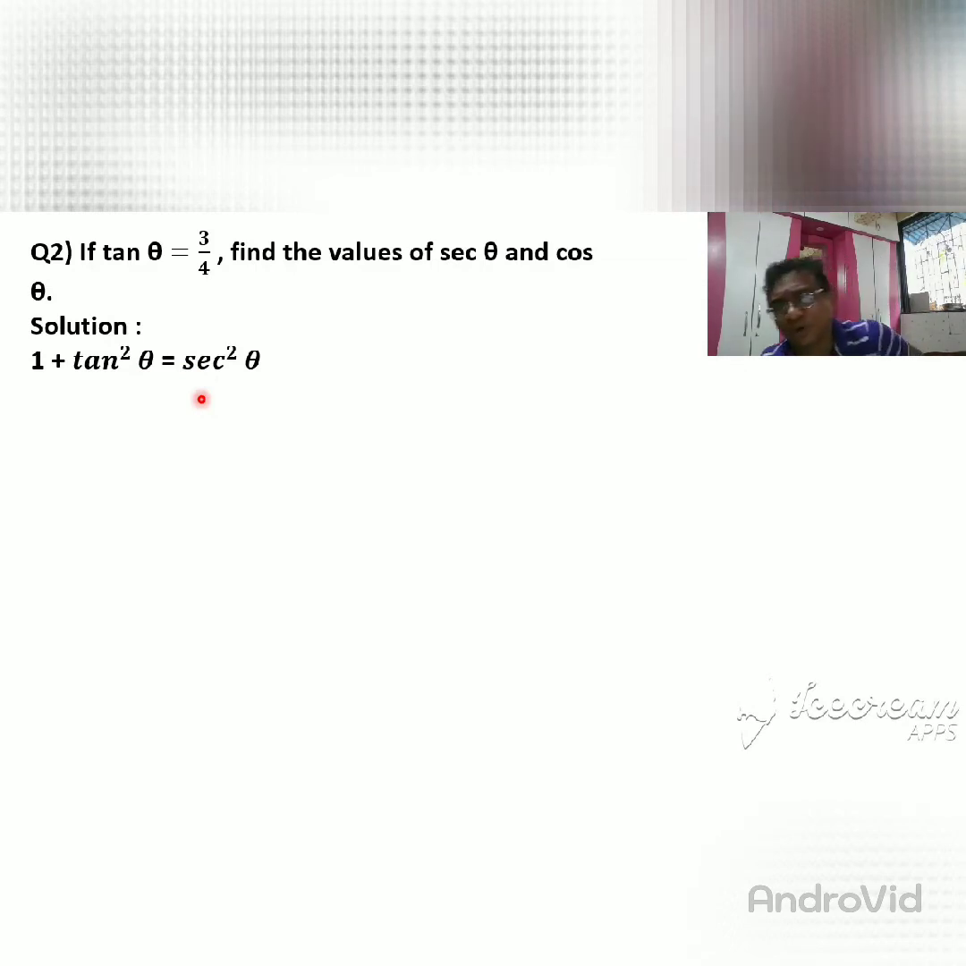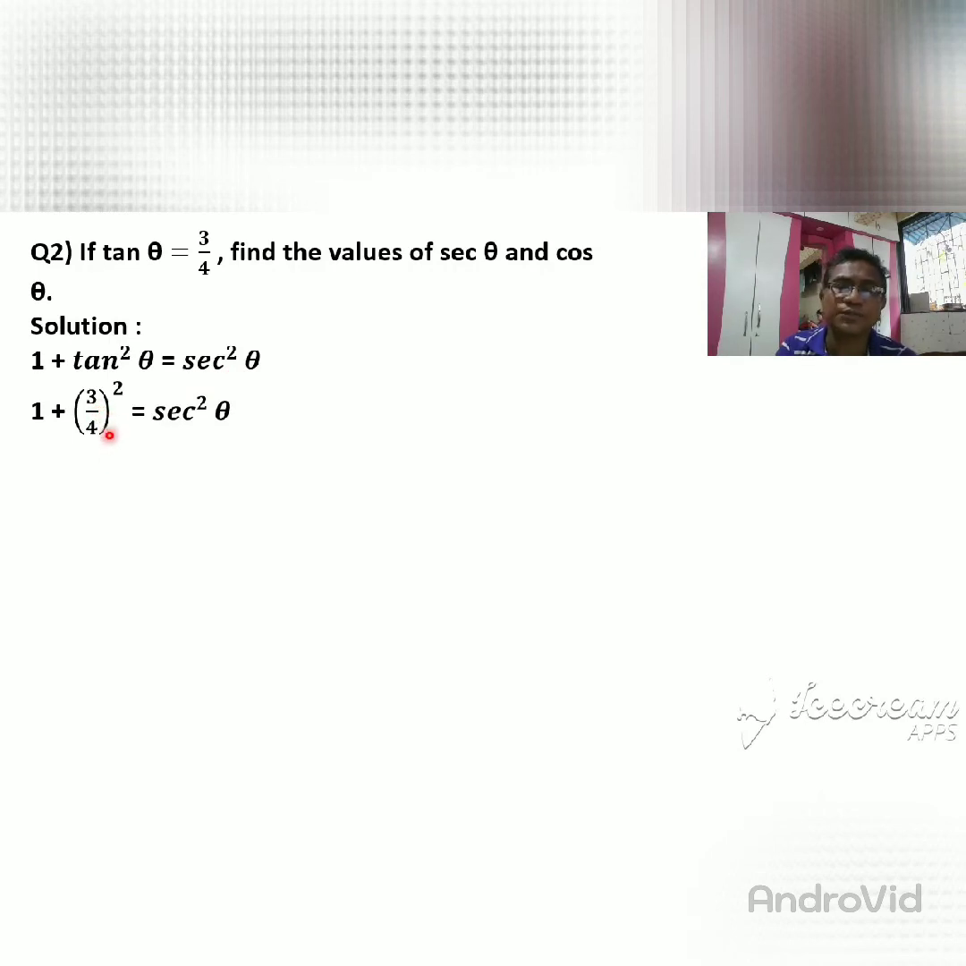But that I don't want. Why? Because I don't want to find the value of cosec. I want to find the value of sec. So I am using this identity: 1 plus tan square theta is equal to sec square theta. So 1 remains as it is, plus the tan value, 3 upon 4 bracket square, is equal to sec square theta.